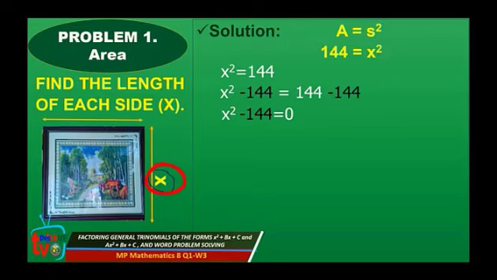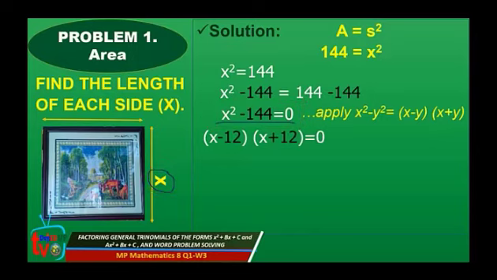If you notice, this new equation falls under the topic factoring difference of two squares with the pattern x squared minus y squared is equal to the quantity x minus y times the quantity x plus y. So, x squared minus 144 equals 0. This is factored as the quantity x minus 12 times the quantity x plus 12 equals 0.